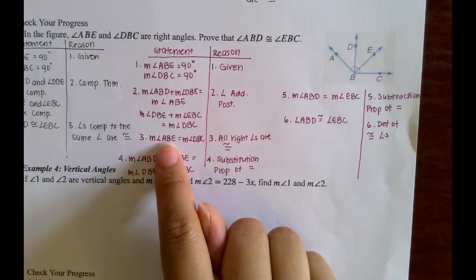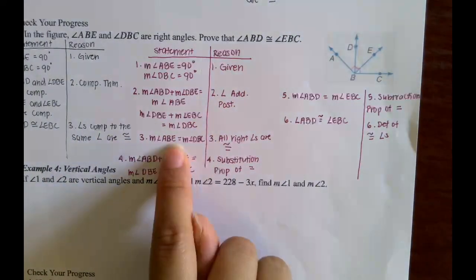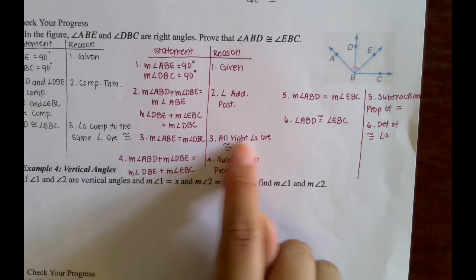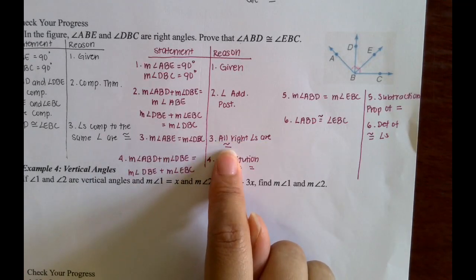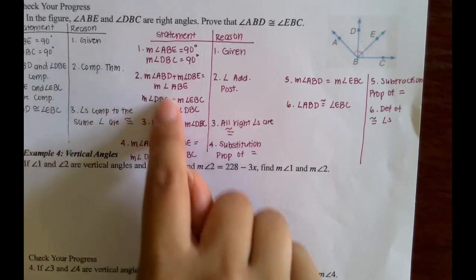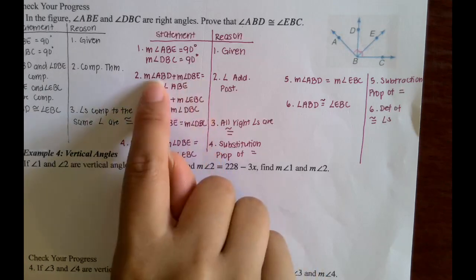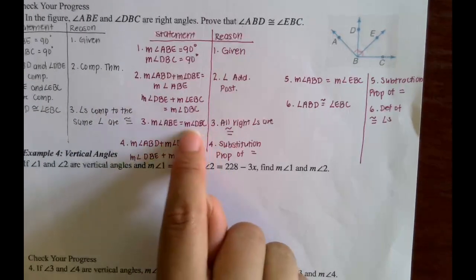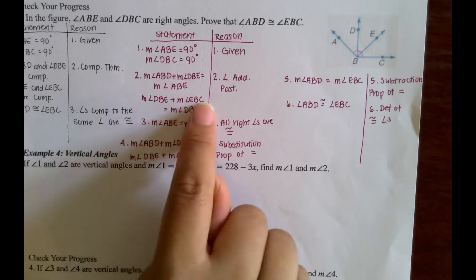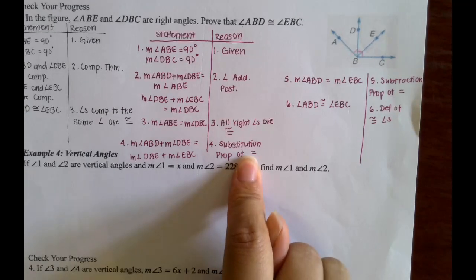Then I wrote that those big angles, ABE and DBC, are congruent or equal here. The measures are equal because they're both right angles and all right angles are congruent. Then I combine step 2 and 3 by substituting ABE with what it's composed of, ABD and DBE. And I substituted DBC with what it's composed of, DBE and EBC. Okay, so that's the substitution property of equality.